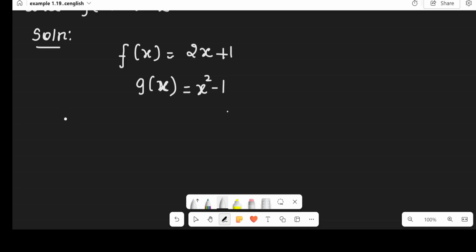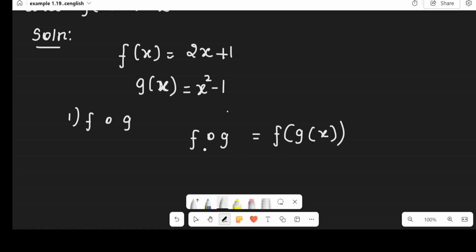First one is f of g. We have to find out f of g. We should read this as f of g. As we discussed earlier, how can we write f of g? We can write f of g as f of g of x. Both are the same. F of g and f of g of x are the same.